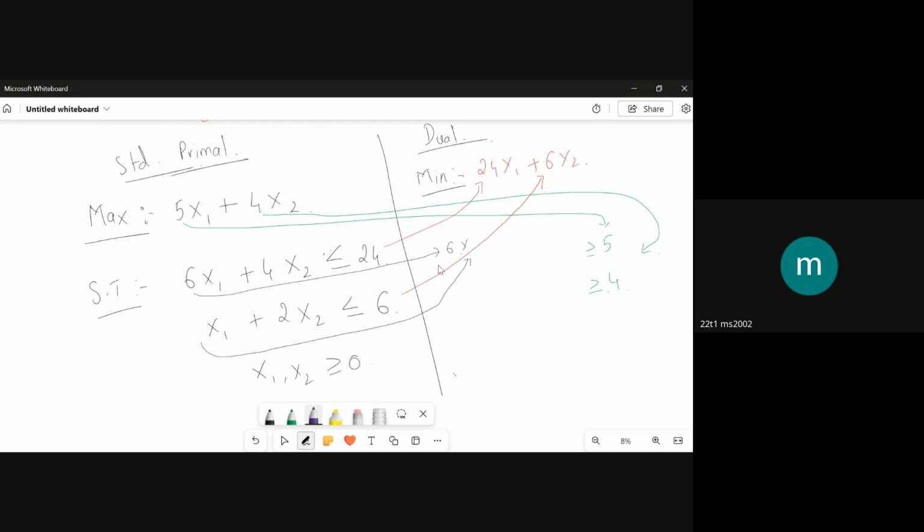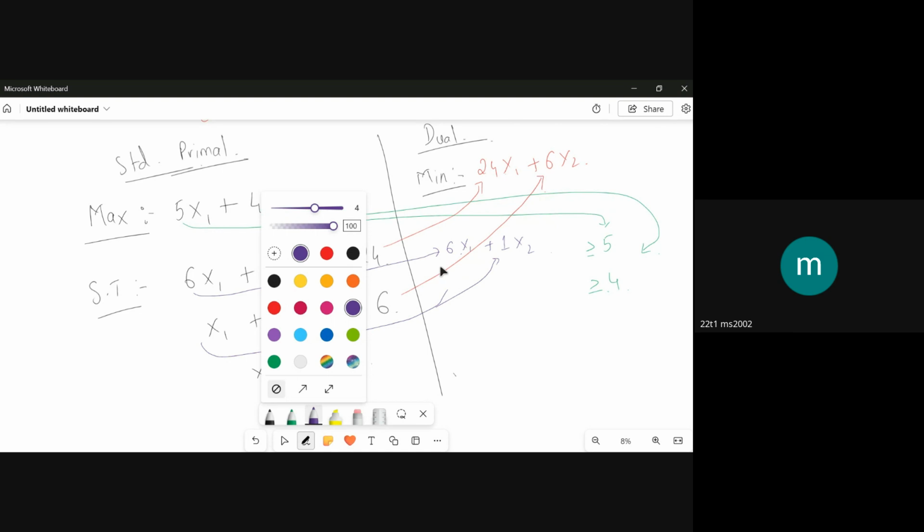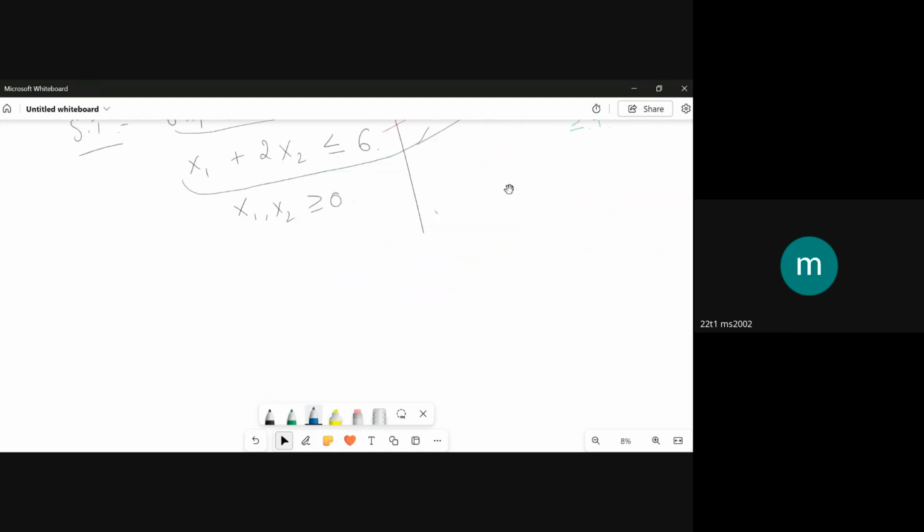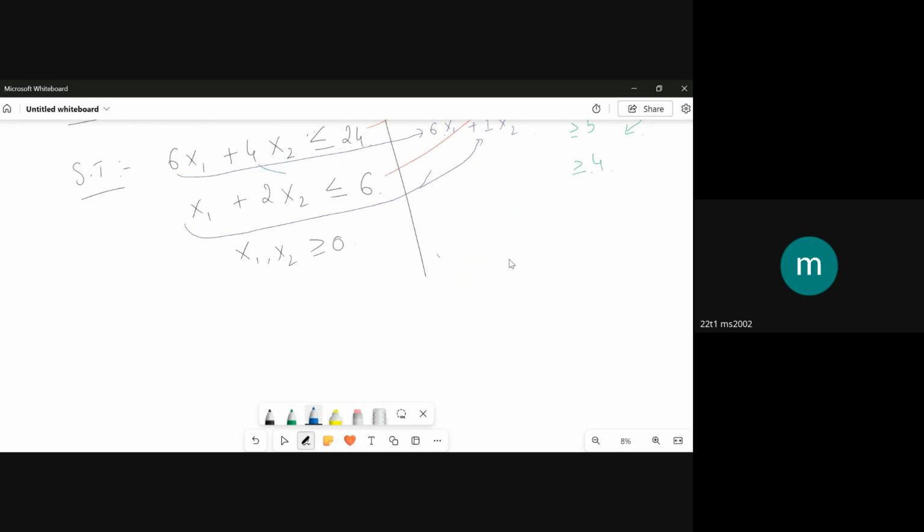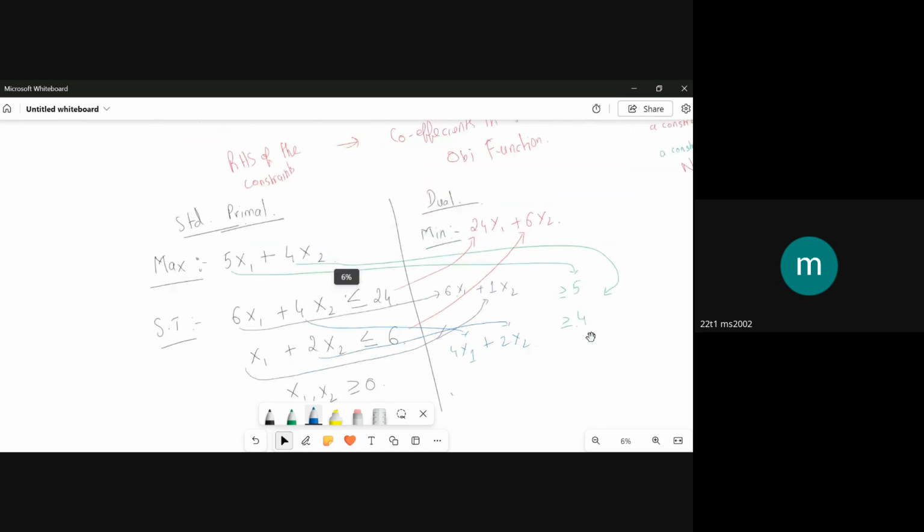So 6y1 plus 1y2 must be less than or equal to... 1y2 must be greater than or equal to 5. And then you have 4y1 plus 2y2 greater than or equal to 4. This is what I mean.